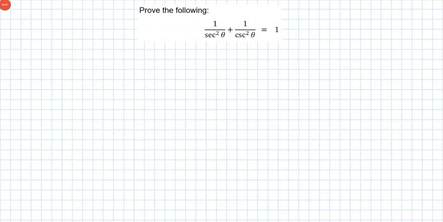For this question, we have to prove that the left side of the equal sign is equal to the right side of the equal sign. I always recommend that students put these questions into terms of sine and cosine. So we have secant squared theta and cosecant squared theta. Those will need to be replaced with sine and cosine.